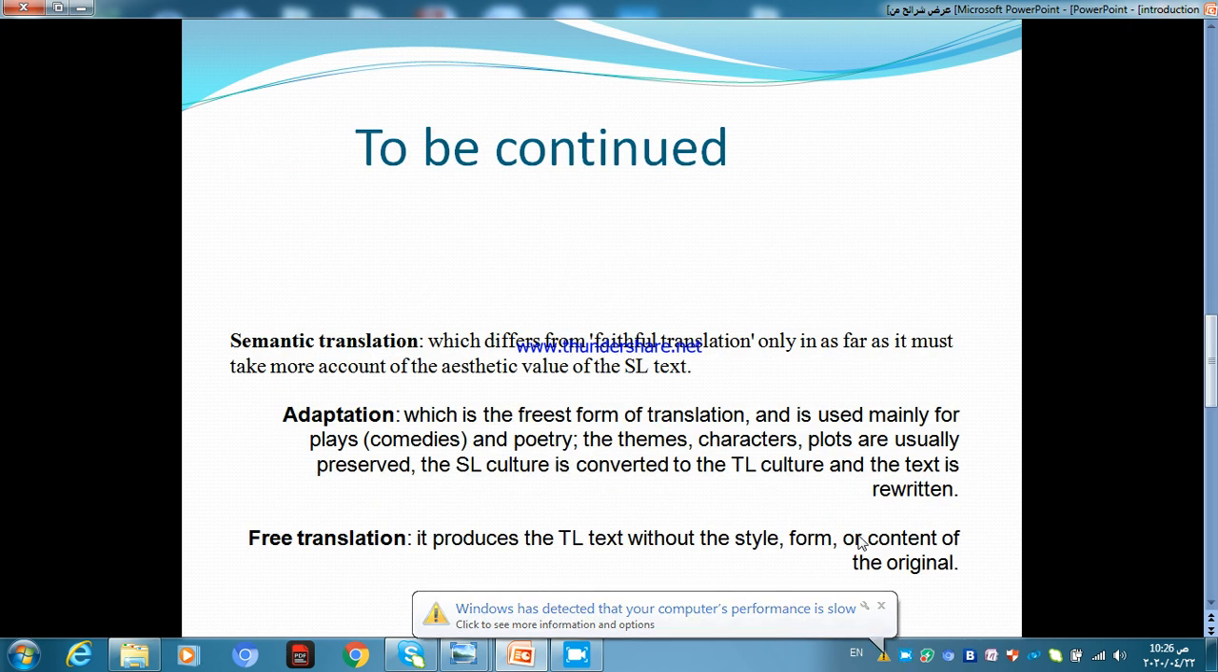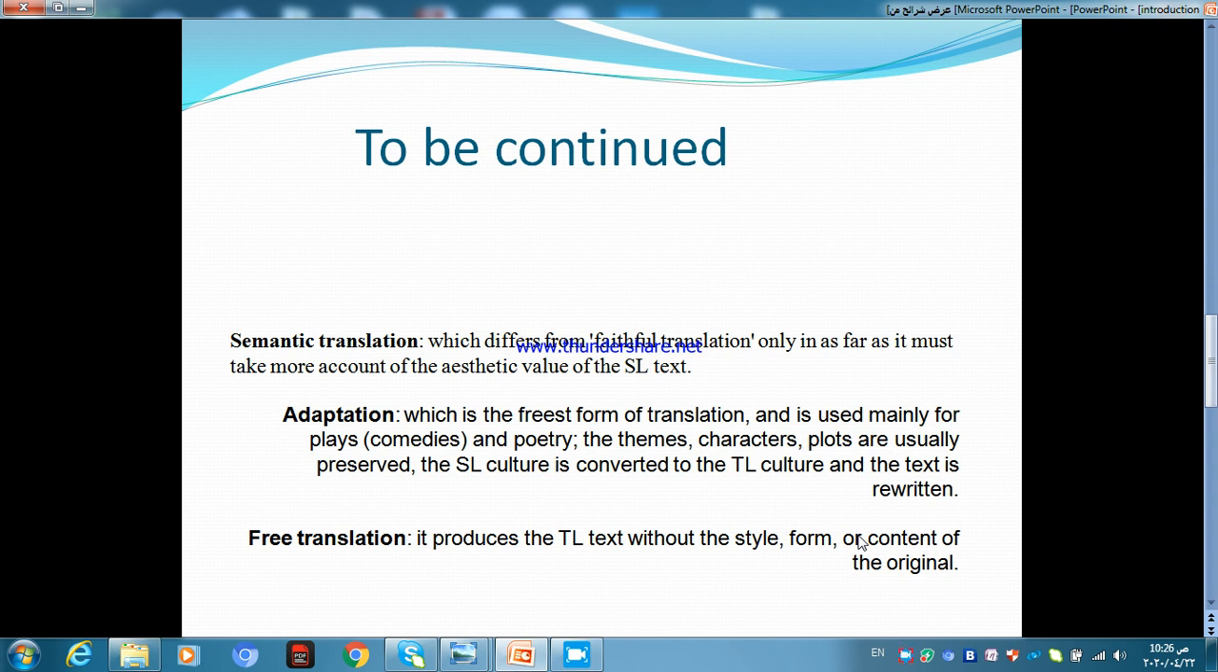And we have other methods of translation. We call it semantic translation, which differs from faithful translation in its account of the aesthetic value of the source text. The most important thing in semantic translation is the aesthetic value of the source language text.